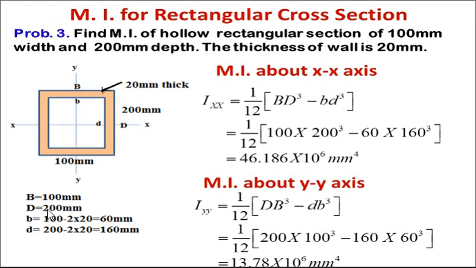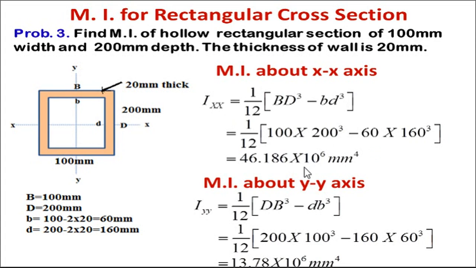So for the internal width, capital B is 100. From that, if you deduct 20, 20, that is total 40, you will get small width 60. And from total depth 200, if you deduct this 20, this 20, you will get small depth 160. Then you can use the direct equations. Ixx is equal to 1 by 12, I have taken common, capital BD cube minus small bd cube. You will get MI about x axis, and it is 46.186 into 10 to power 6 mm raised to 4.